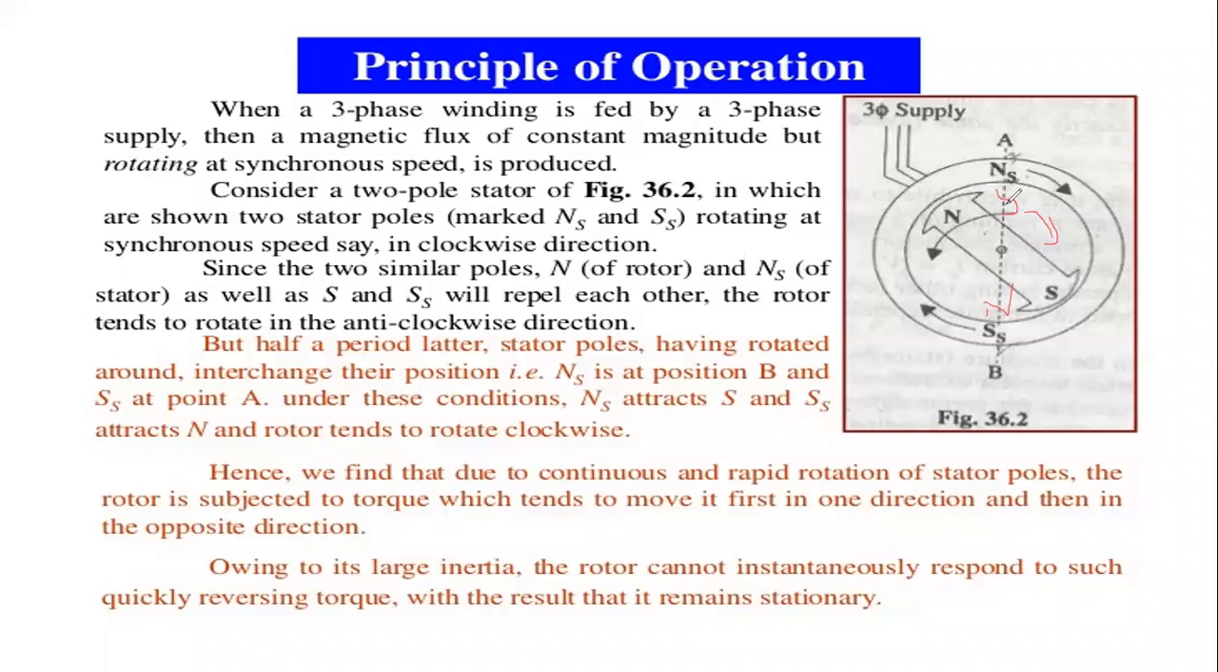That means the north poles repel each other and the south poles are attracted to each other. Therefore, there is attraction and repulsion due to the rapid rotation of the stator poles.